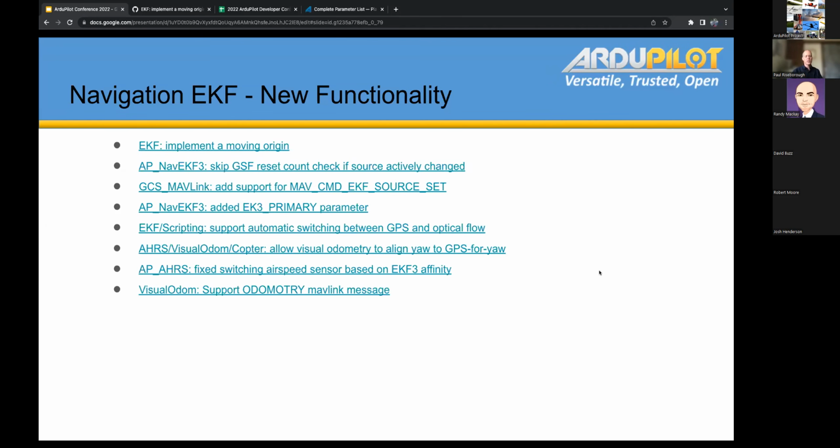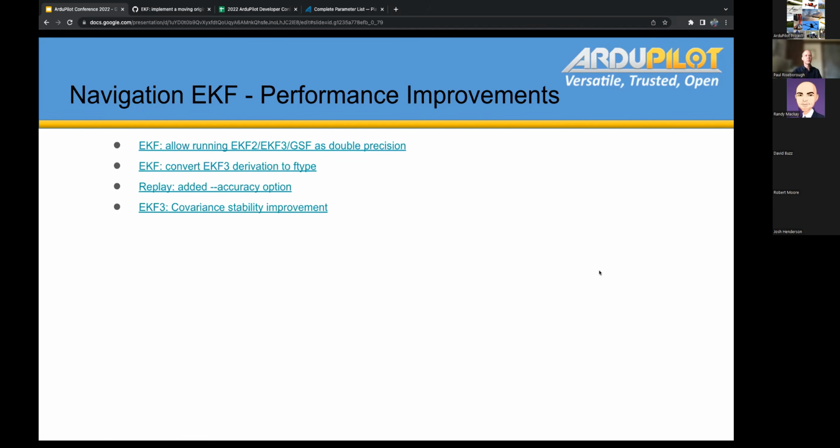There are some other changes which I've bunched into what I call accuracy improvements or performance improvements. That's really related to the ability to run the EKF using double precision processing. If you've got a high spec processor like an H7, we can take advantage of the additional accuracy of double precision floating point types.